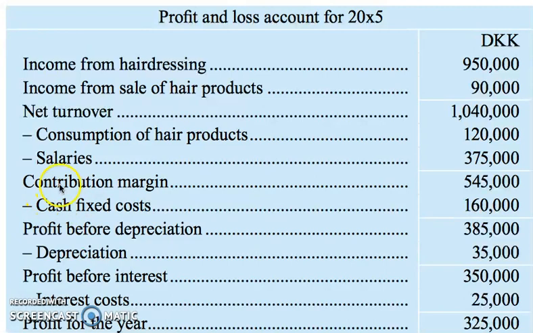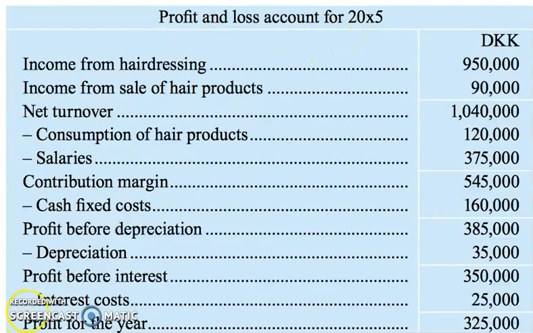Then we have cash fixed costs, profit before depreciation, depreciation of machinery and other things, and profit before interest. Interest cost is the cost of what we need to pay to the bank. And then at the end we have the profit for the year. This is the profit and loss account for 2015.